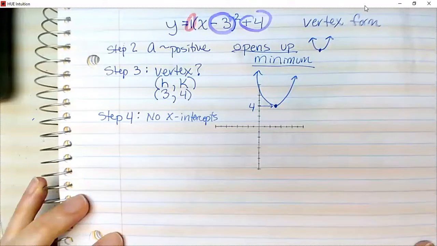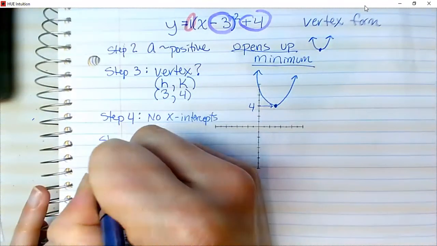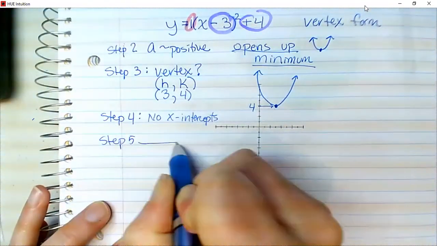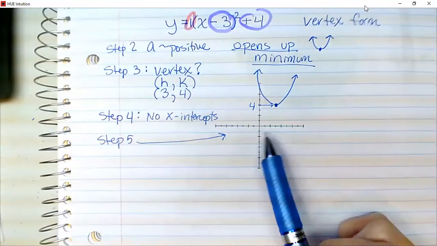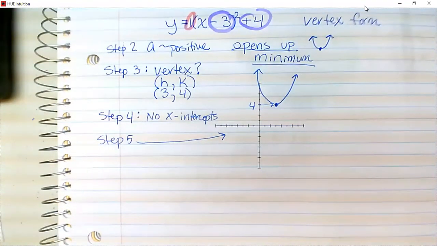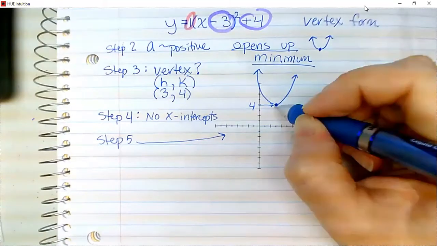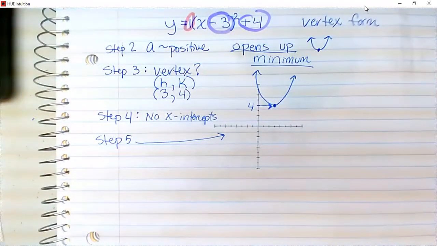Now, step 5 tells you to verify by graphing, okay? So step 5, verify by graphing. You don't have to have my fancy little stamp right here, although you can get it on Amazon for like 12 bucks. It's pretty amazing. But you can graph it just like that, okay?